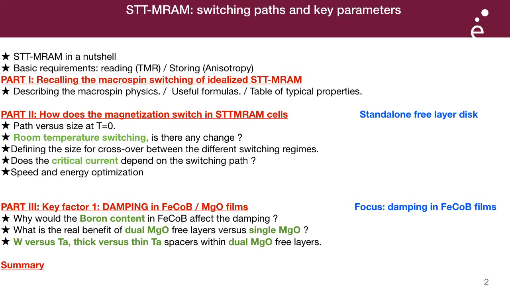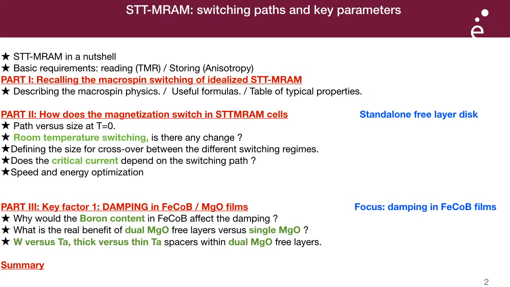And finally, from this understanding of the switching dynamics, I will discuss how to optimize the speed of switching and the energy cost of the reversal. And one of the conclusions of this second part will be that the main factor that we can play on is the damping parameter of the magnetic material of the free layer. And so this leads us to a last part of my talk, which will be the discussion of the damping parameter in cobalt iron boron MgO systems, which is a parameter that needs to be reduced and optimized.